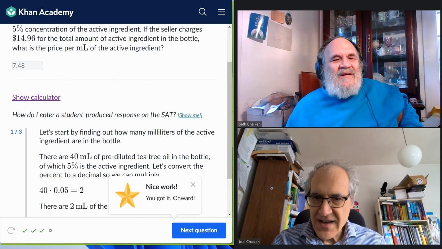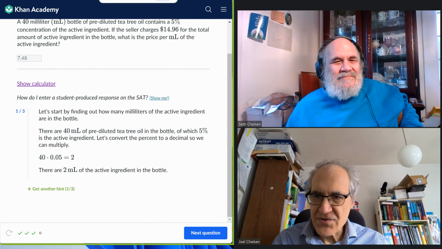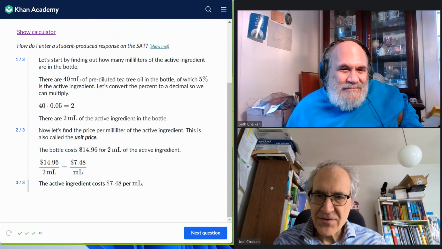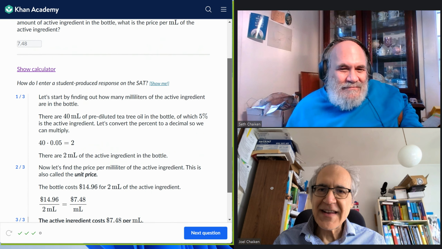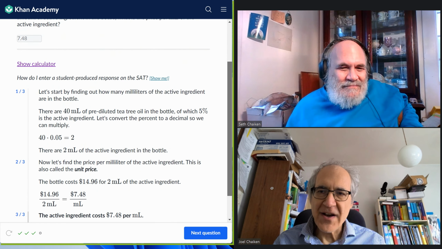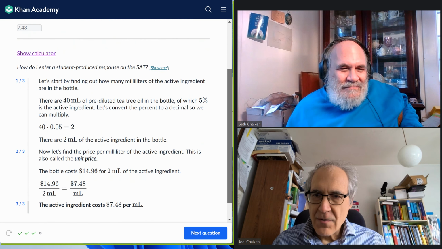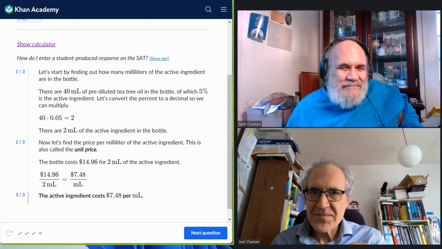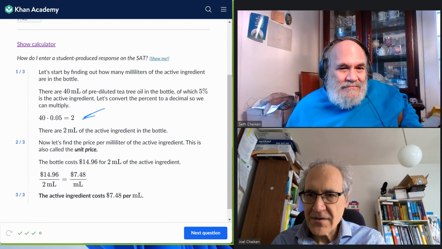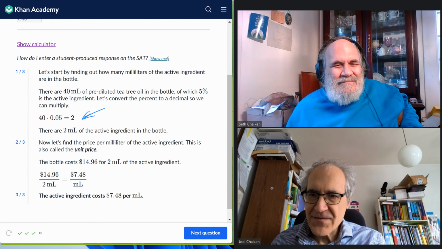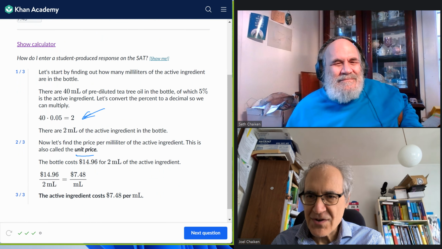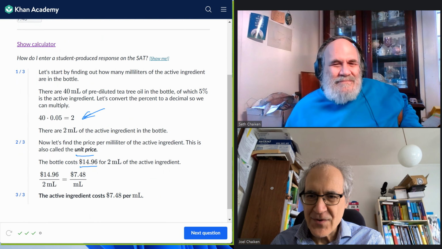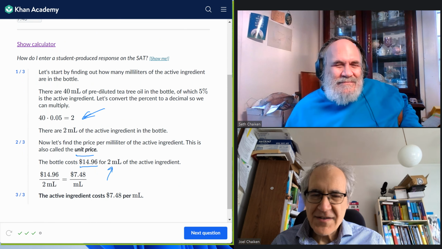So let's see how they interpret it. Let's make this font a little smaller. Let's get all the hints out, and let's see how they think about it. Let's start by finding how many milliliters are actually in the bottle. Fine. So they do that. They don't really explain the second part of this step. They just do it, which is not great. Now let's find the price per milliliter of the active ingredient. This is the unit price. That's interesting. Look at what they say: the bottle costs $4.96 for 2 milliliters of the active ingredient.